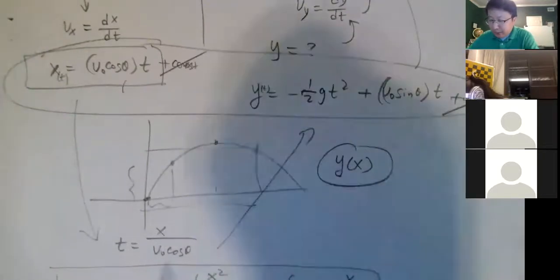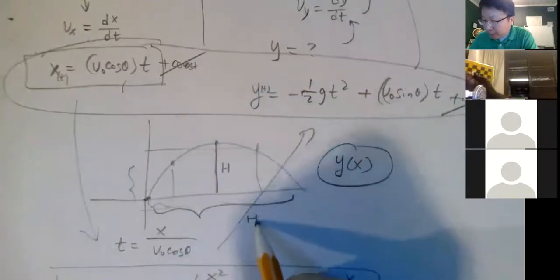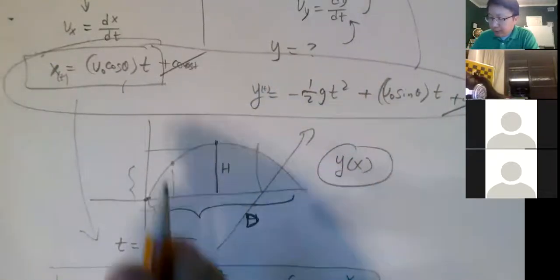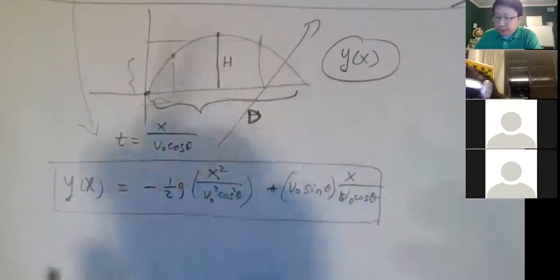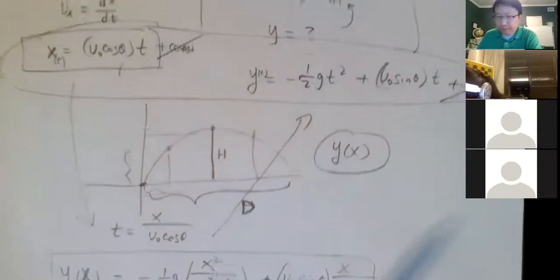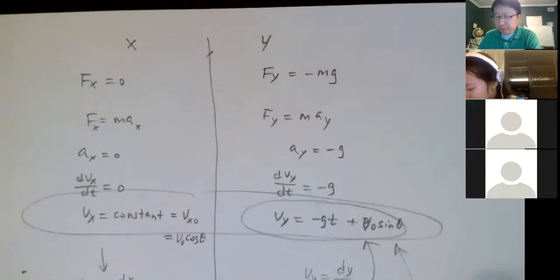Of course, then you can easily calculate what the height is here, what the total traveled distance D is here, not much issue, right? Correct? So we solved everything. Is that okay?